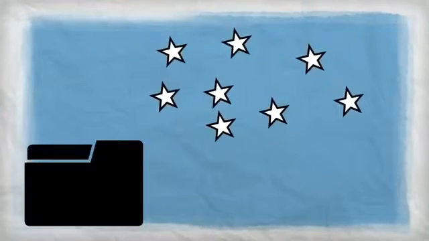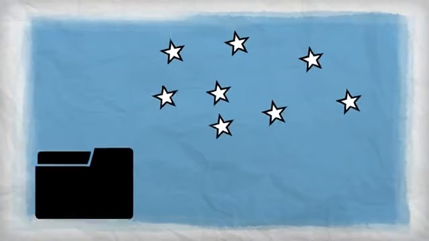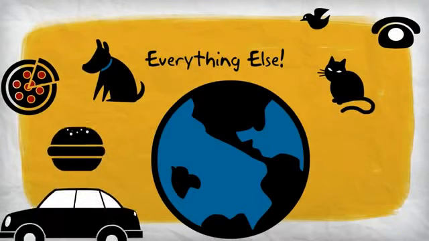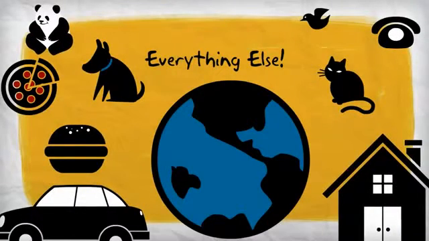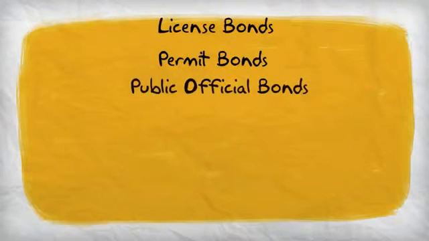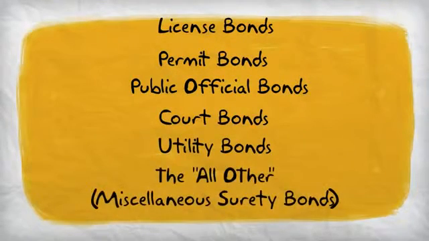Type 2 bond category is called commercial surety, and there could be as many bond types in this category as there are stars in the sky. Commercial surety bonds are basically the everything else category in the world of surety. Just some of the types of bonds covered by commercial surety are license and permit, public official bonds, court bonds, utility bonds, and all other. In that all other category, all kinds of miscellaneous surety bonds.